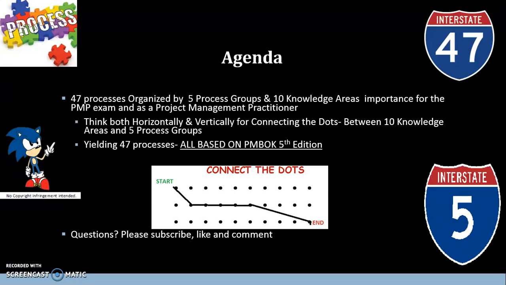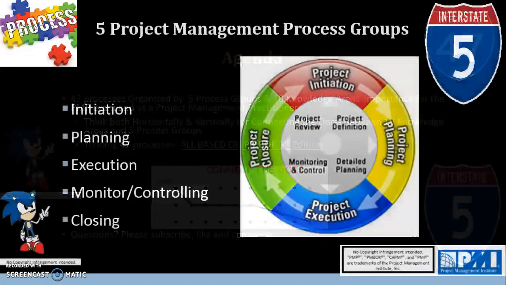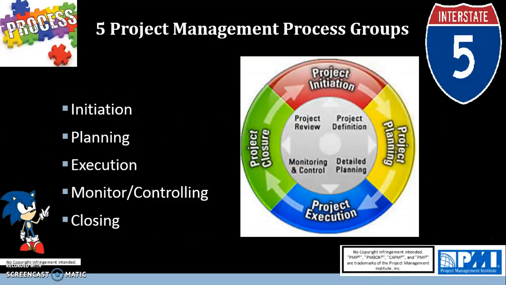So let's get on to Interstate 47 and Interstate 5. Our journey begins on Interstate 5. There are 5 process groups, which are initiation, planning, execution, monitoring and controlling, and closing. Keep in mind that initiation and closing happen only once.